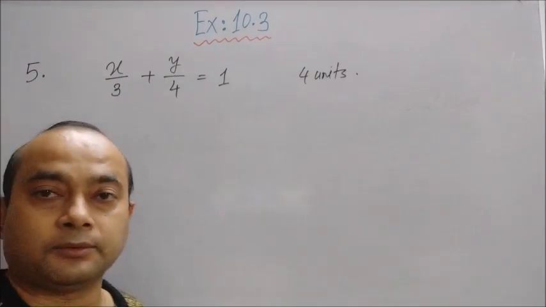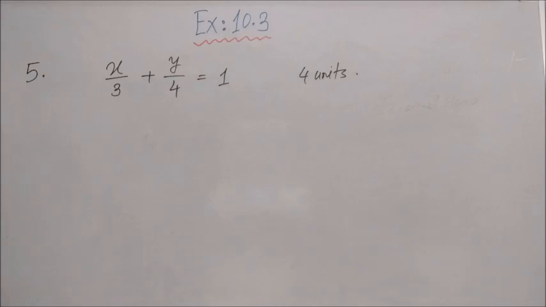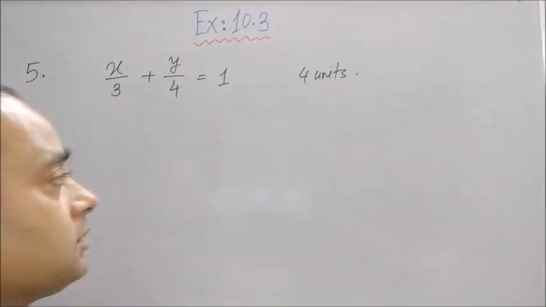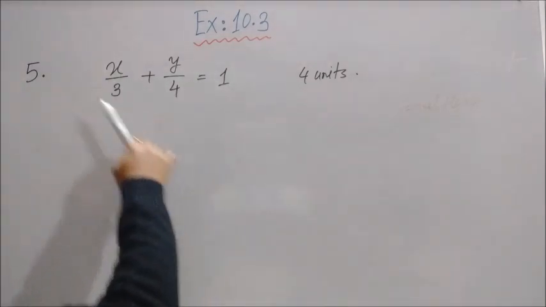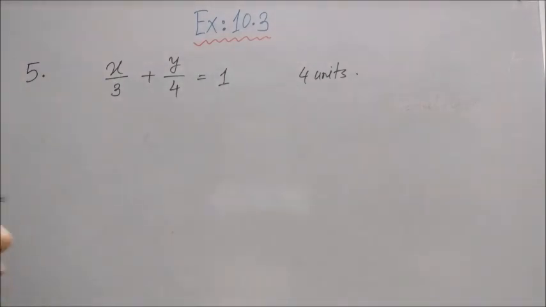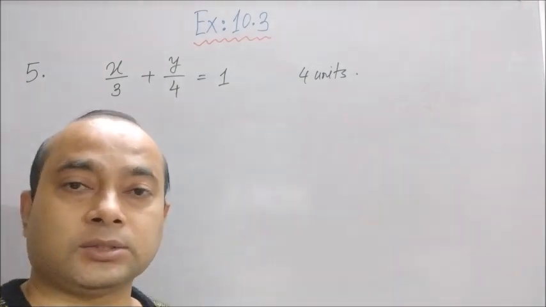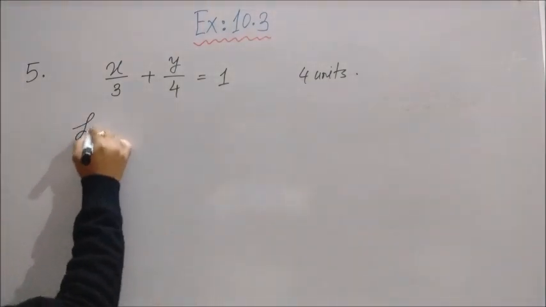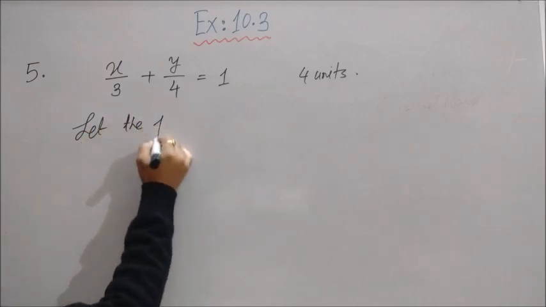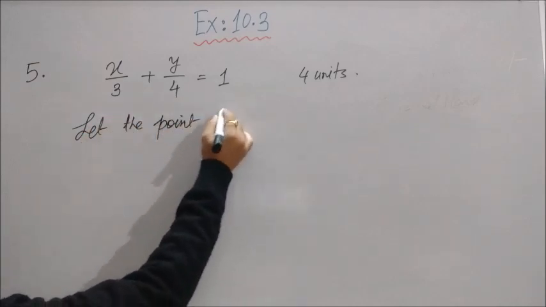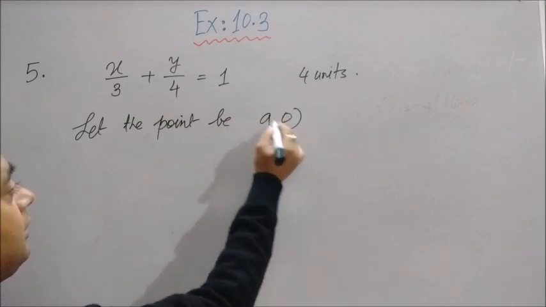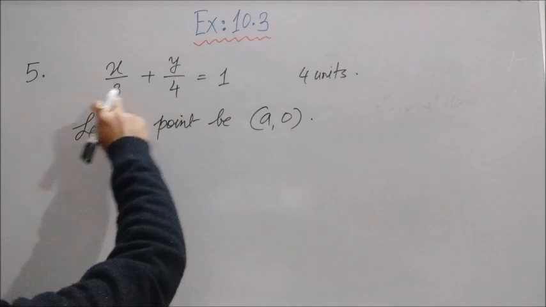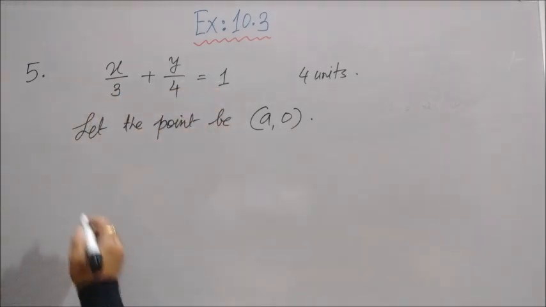Next, question number 5. In this question, they are asking to find points on the x-axis whose distance from this line is 4 units. So we know that for any point on the x-axis, the y coordinate is 0. So we will assume the point to be (a, 0) because it is on the x-axis. And the given line, we will write down in the standard form.